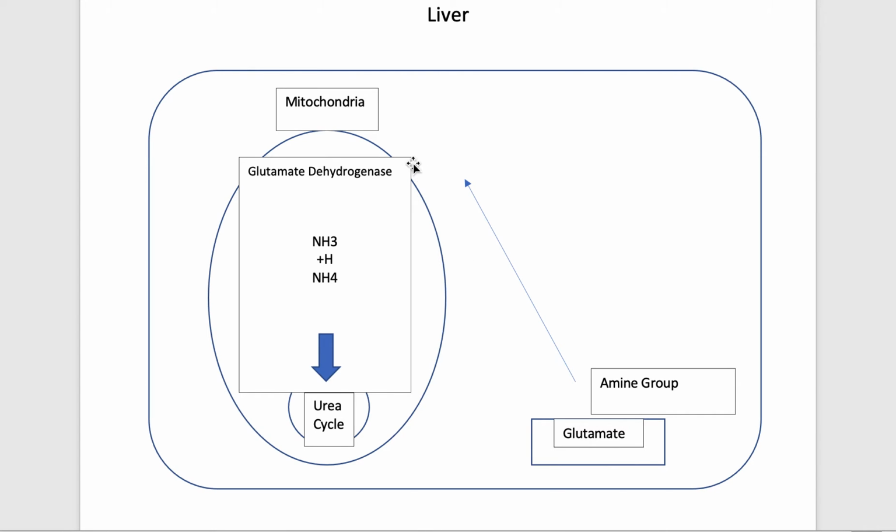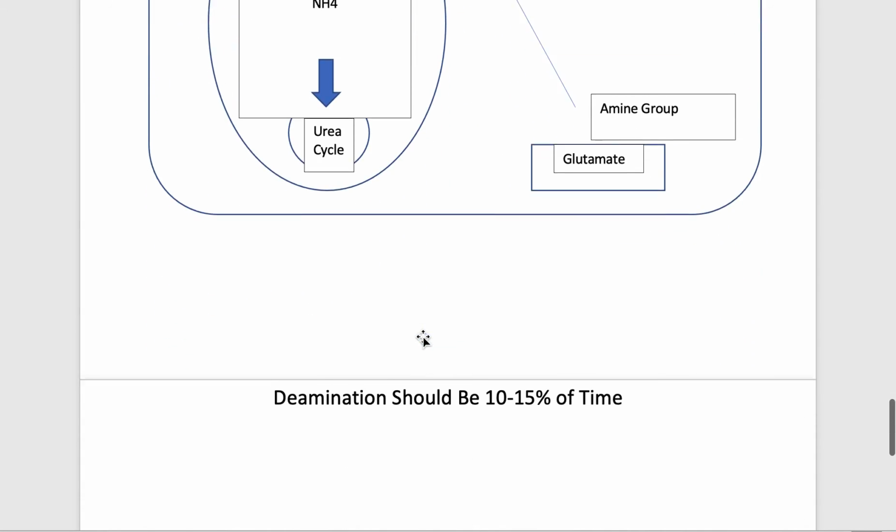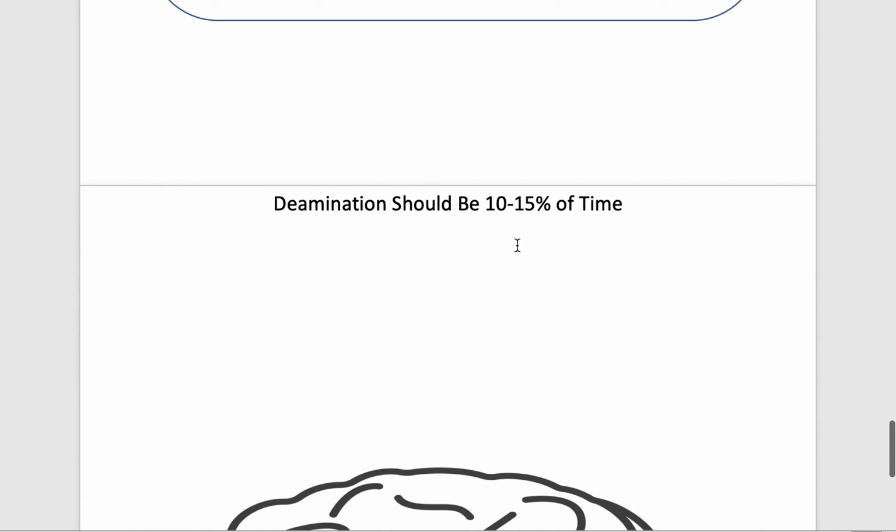So we have glutamate go up to the mitochondria here, and then it will be used. Hydrogen will then be added to our ammonia here to make it into ammonium, which is much less toxic, and that'll then go into the urea cycle and be passed through our kidneys into our urine. And so this again should only be 10 to 15% of the time.